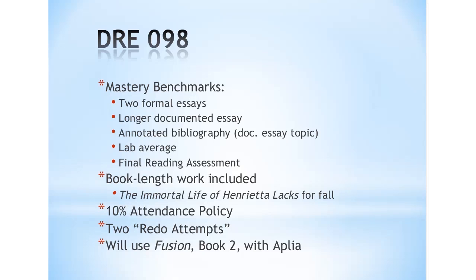So we did the 2 formal essays and the longer documented one, an annotated bibliography, lab average, and then we'll have a final reading assessment in that one because the documented essay kind of takes the place of the writing part of the final assessment there. We're also using a book length work. I just want to throw in that we are using The Immortal Life of Henrietta Lacks for the fall. That's obviously not a requirement. I think there's some sample activities in the curriculum guide for that one, but that is the one we're choosing for fall. And the same 10% attendance policy, 2 redo attempts, and we're using Fusion Book 2.